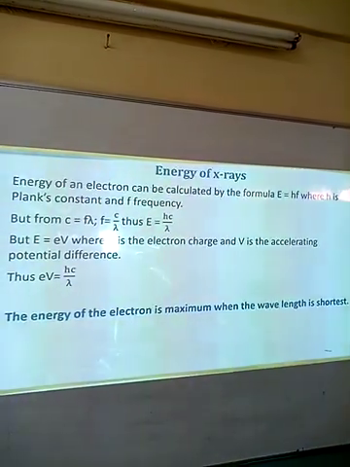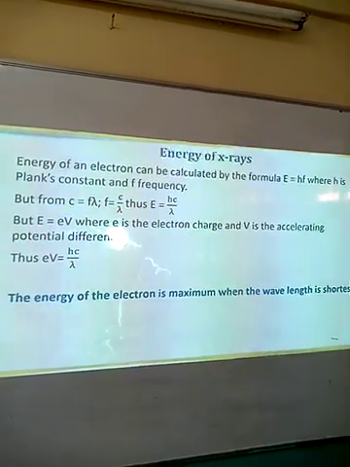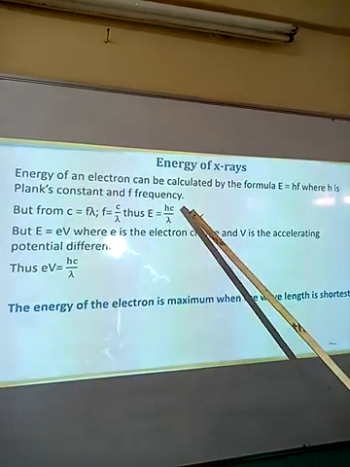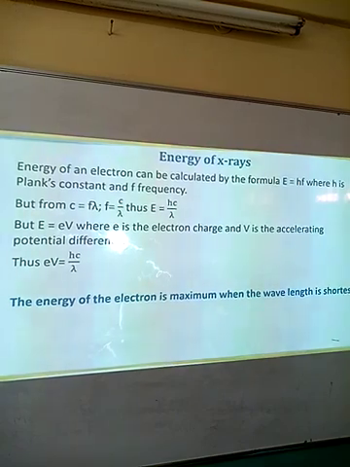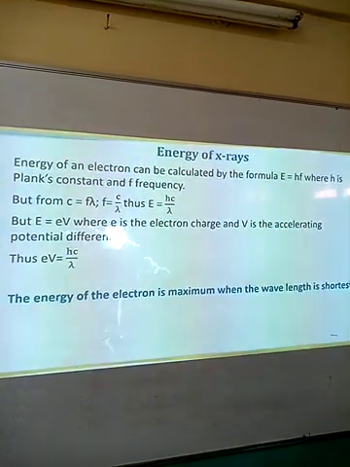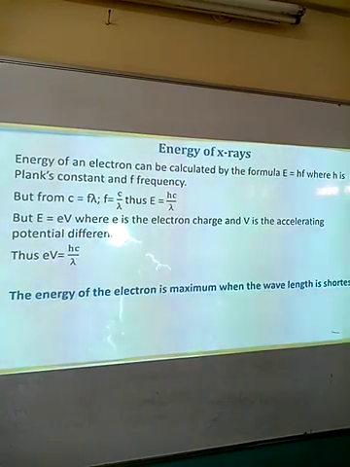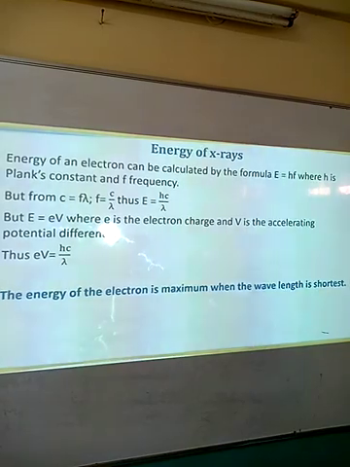Next, we have the energy of the X-rays. As you can see, the energy is given by E equals hc over lambda. h is the Planck's constant, c is the speed of light, and lambda is the wavelength. Energy can also be given as E equals eV, where eV is the electron volt.